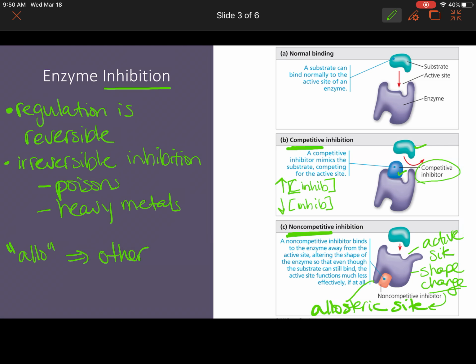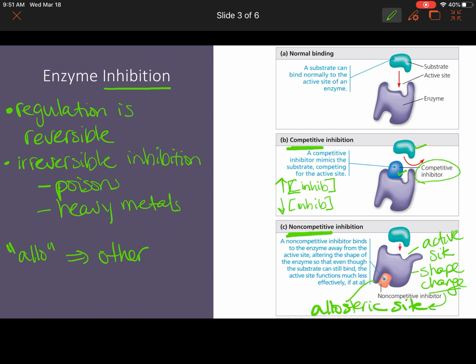And when the shape changes, the substrate can no longer bind the active site and the enzyme can no longer induce its fit around the substrate to catalyze the reaction. So while the allosteric inhibitor is not physically blocking the substrate from binding, it causes the enzyme shape to change so that there can't be a productive enzyme substrate complex that forms for the reaction to go forward.